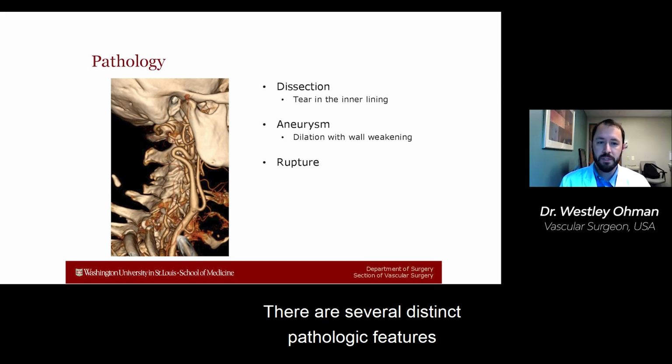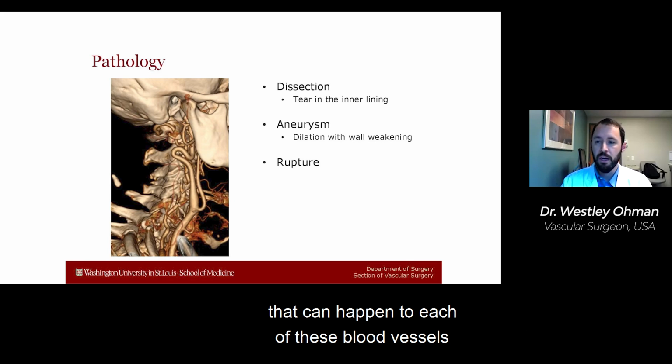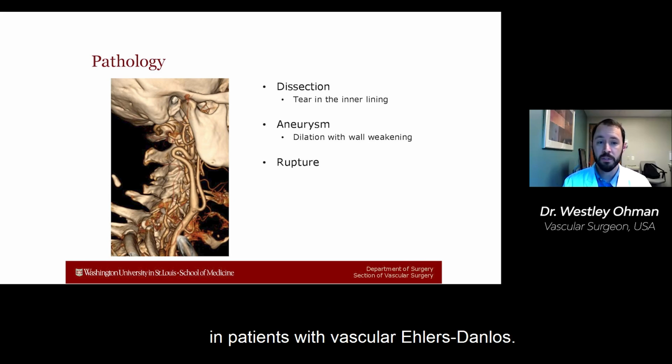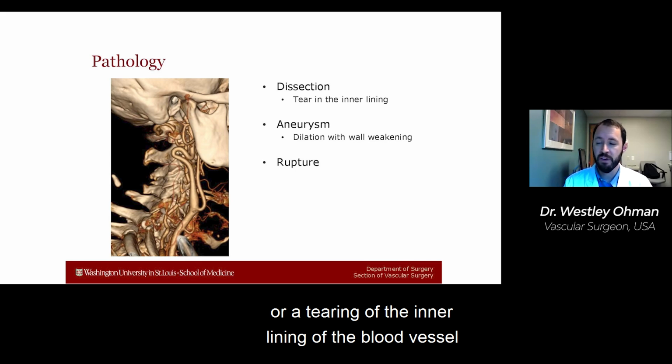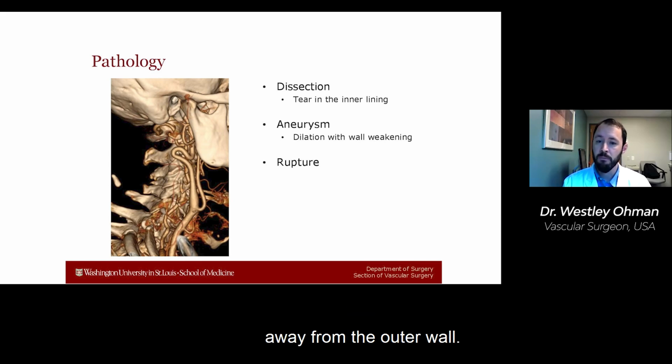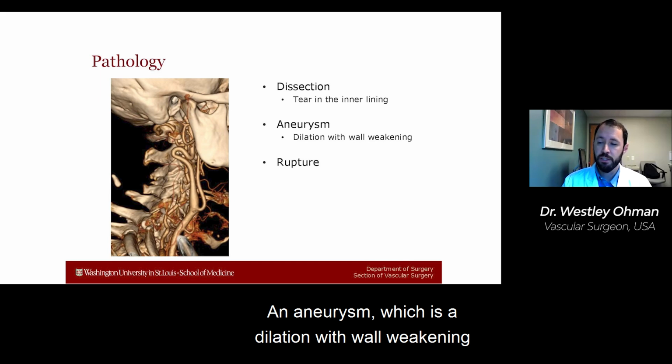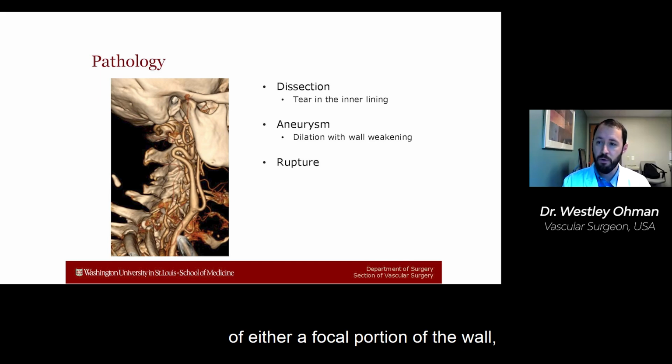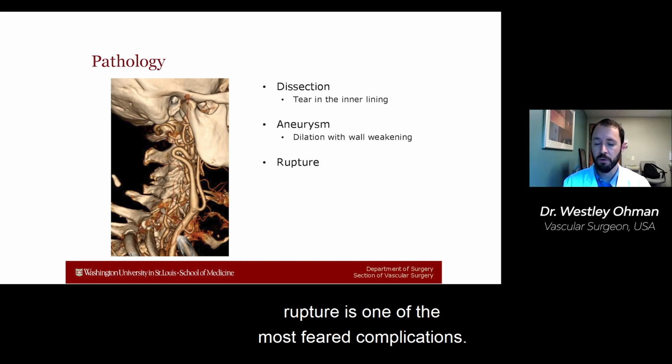There are several distinct pathologic features that can happen to each of these blood vessels in patients with vascular Ehlers-Danlos, the most common of which is a dissection or a tearing of the inner lining of the blood vessel away from the outer wall, an aneurysm, which is a dilation with wall weakening of either a focal portion of the wall, so-called saccular aneurysm, or a complete 360 weakening and dilation, as opposed to a fusiform aneurysm. And then, of course, rupture is one of the most feared complications.